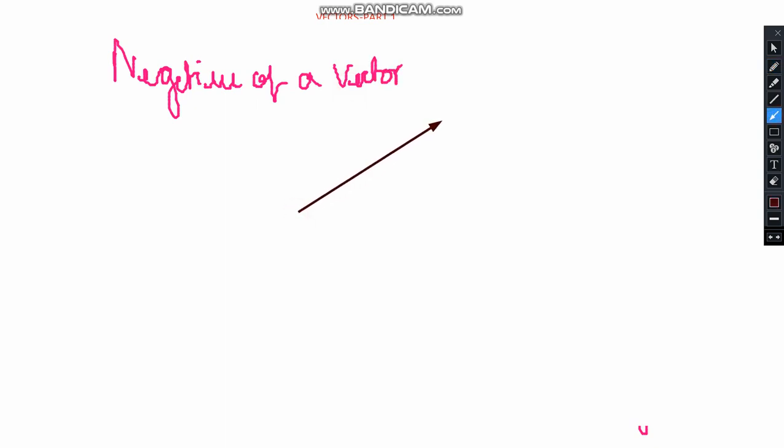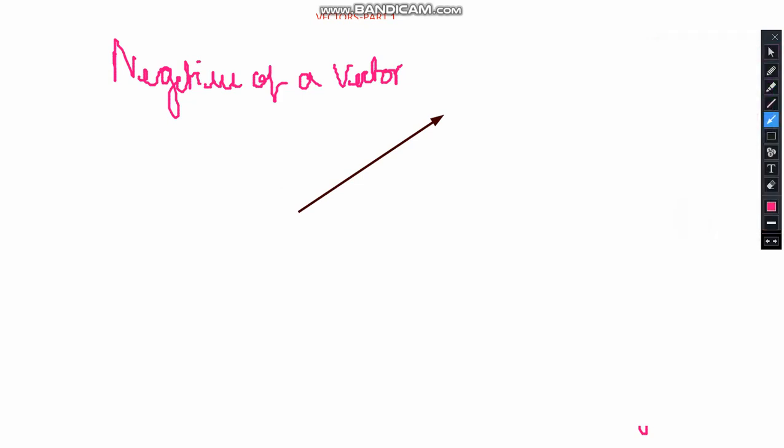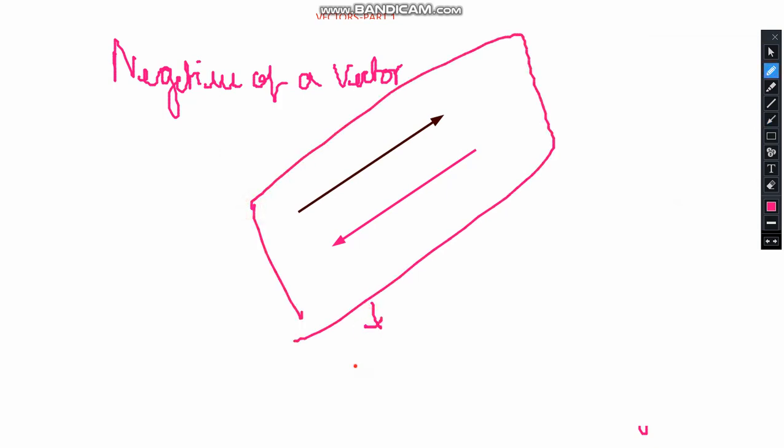Okay. Now we understood about equal vectors. What about negative of a vector? Negative of a vector is basically a vector. If there is a vector which is called a vector, and there is also another vector of the same magnitude but in this direction, the negative direction. So we call this vector the negative vector.